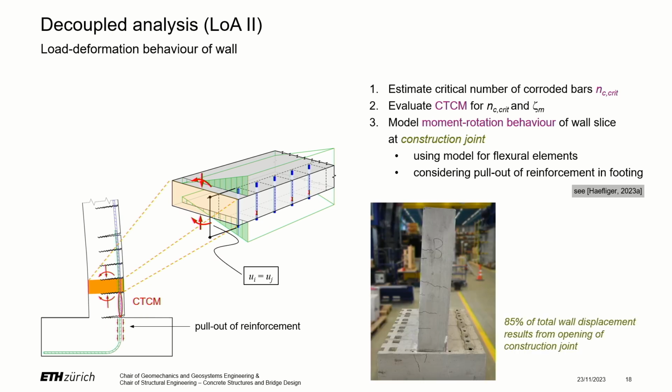And why is this sufficient? We saw in the experiment that 85% of the total wall displacement results from the opening at the construction joint, and thus it is more or less sufficiently accurate to model the rest of the wall as a rigid body.